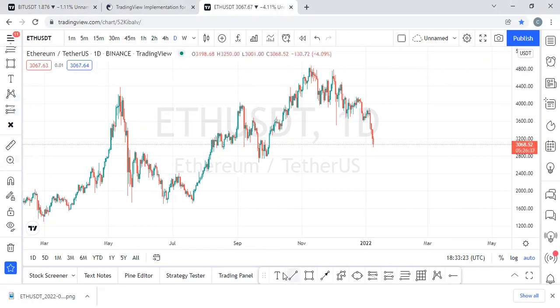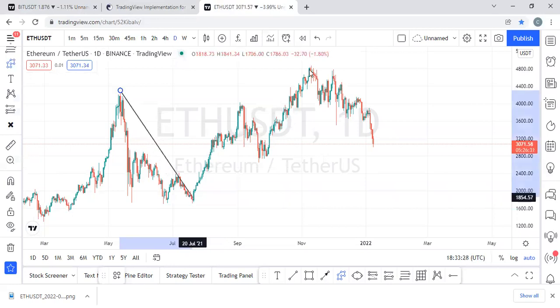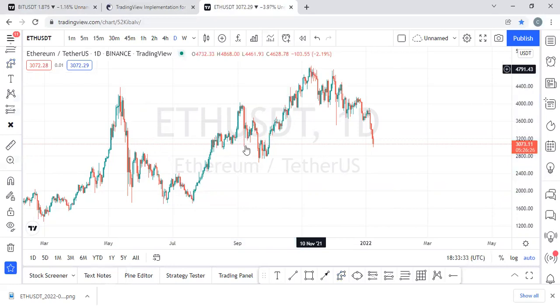This market is still very bullish. This is a very bullish market. This is higher high, higher low, higher high. So it's a very clear bullish market. Now look at this. Since this is a bullish market, the market always forms higher high and higher low. Remember, so this is a very good buy setup.